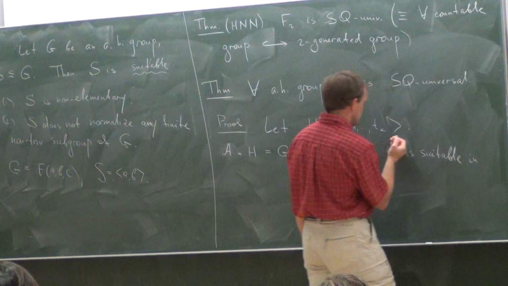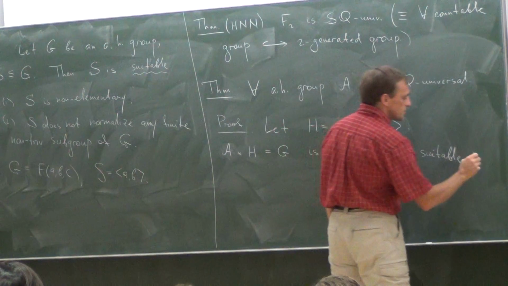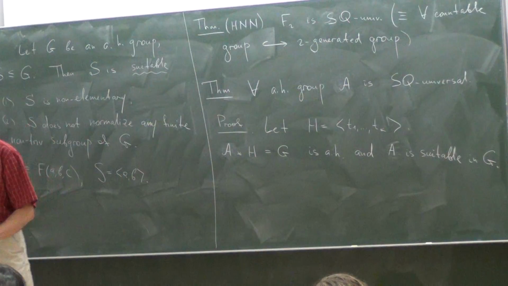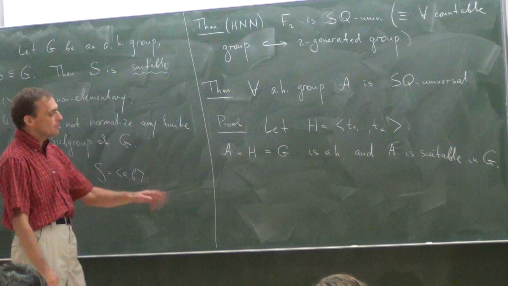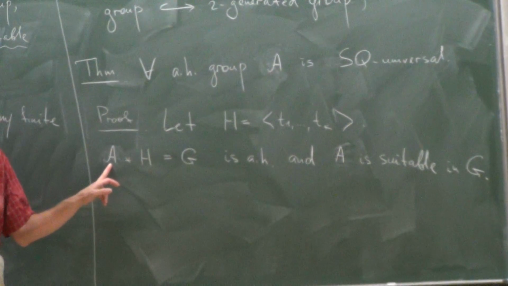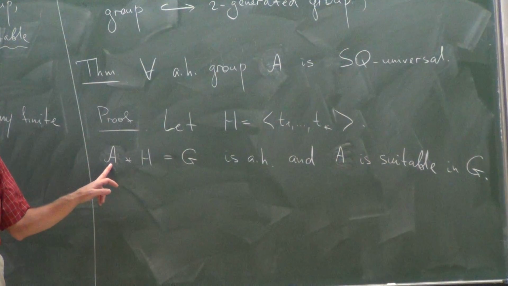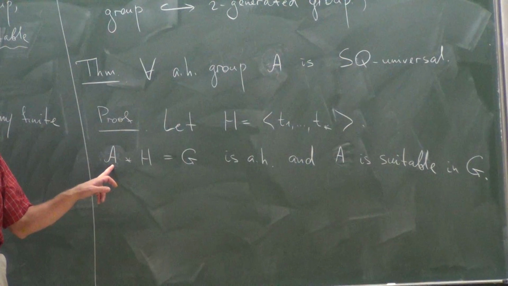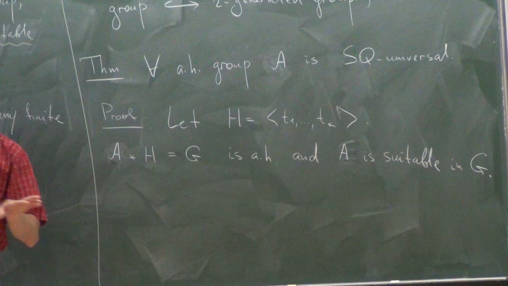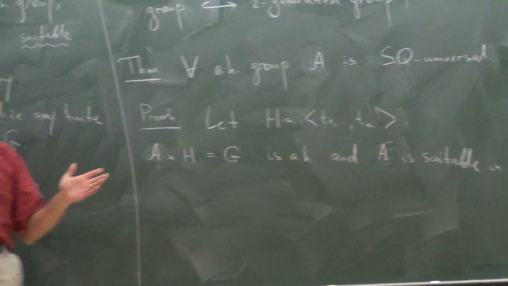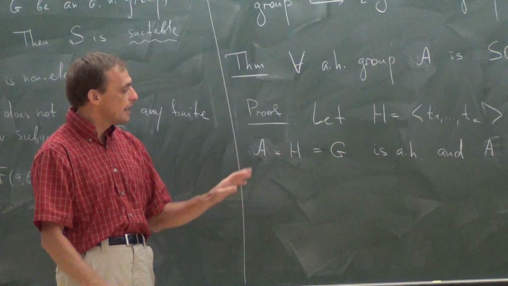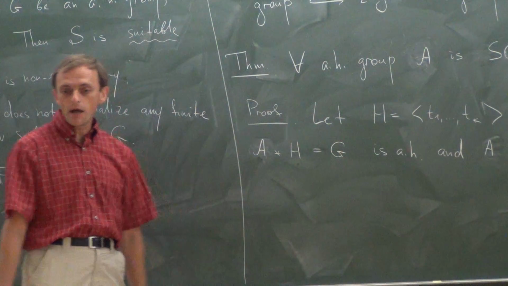Sorry, the subgroup A is suitable in G. So you can see this in various ways. For example, you can use the action of A on a hyperbolic space, which proves that it's acylindrically hyperbolic, to construct an action of this free product on some sort of tree of spaces, which is still acylindrical, and this tree of spaces is hyperbolic, and A will have non-elementary action.